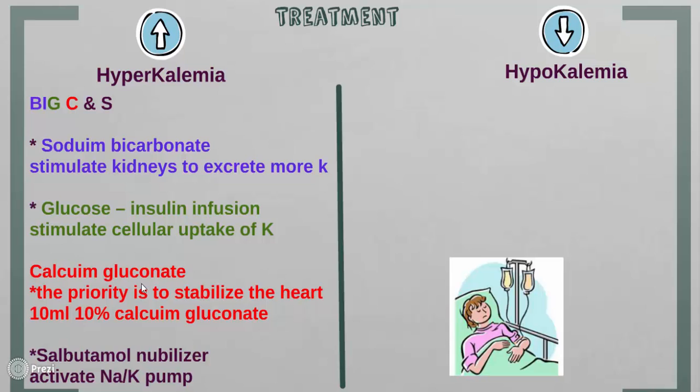The C is for calcium gluconate, which is the most important and the first priority to stabilize the heart. Give 10 ml of 10% calcium gluconate injection to these patients. The S, the last one, is salbutamol nebulizers, which activate the sodium potassium pump, which in turn increases uptake of potassium into cells. So in hyperkalemia, Big C and S.